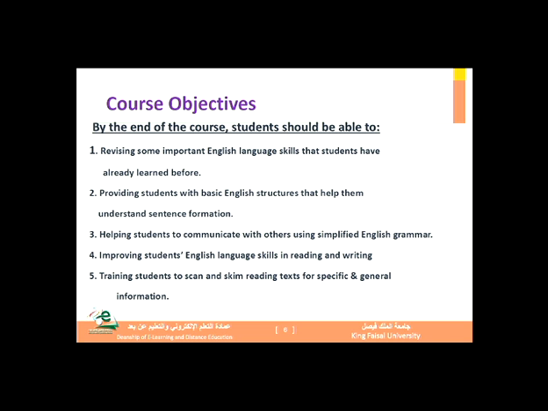By the end of this course, students should be able to, number one, revise some important language skills that students already have. So, for example, I assume that all of you by now already know the articles of English, like a, the, an, and so on and so forth. So one of the main objectives of this course is to revise this knowledge that you already have.